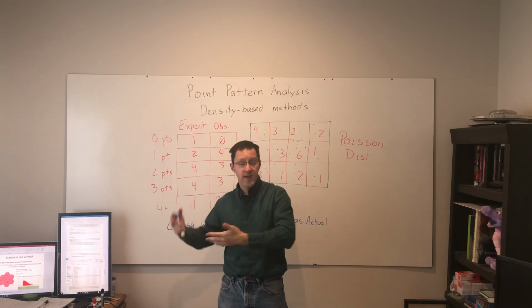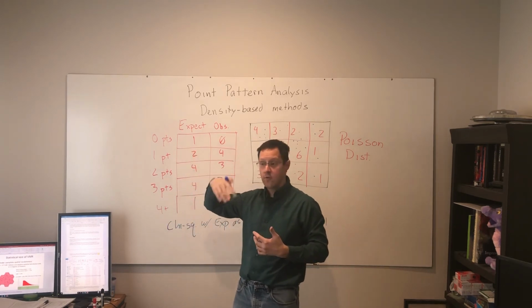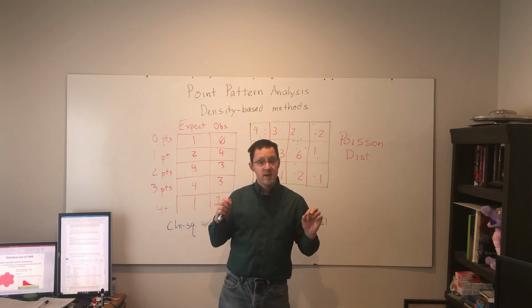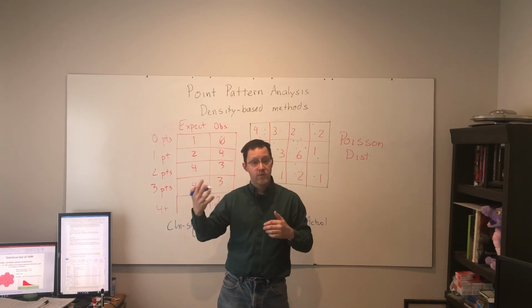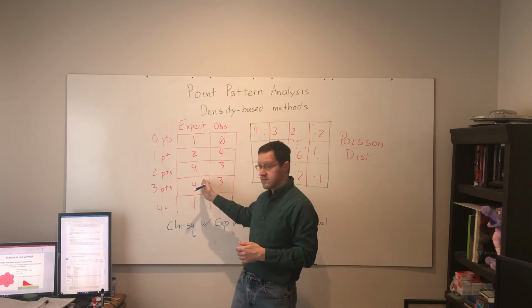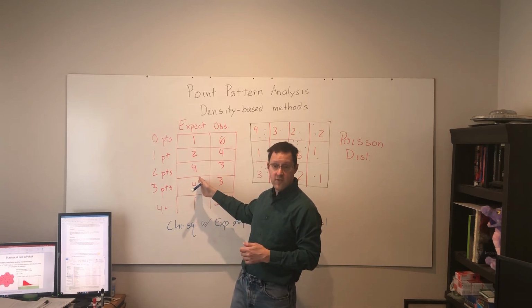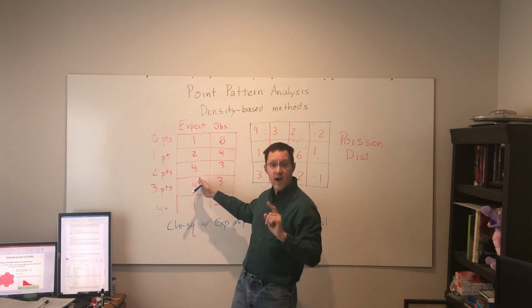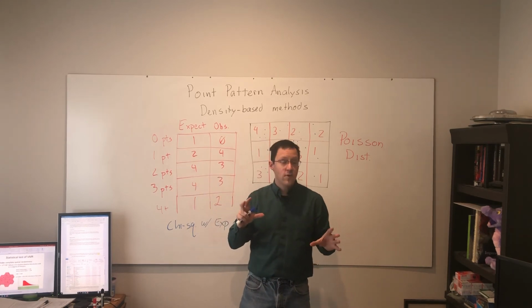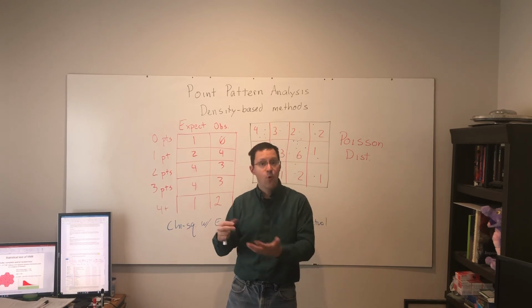The VMR can tell me, by looking at that ratio, is it above 1 or below 1? I can see if I can distinguish clustered from even. In this chi-squared, for quadrats this way, I cannot distinguish clustered from even. I can only say it's random or it's not random.